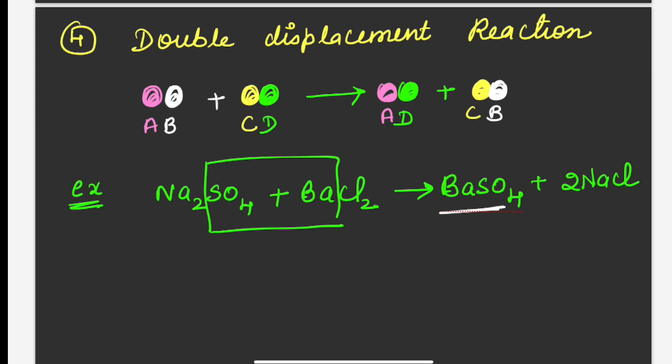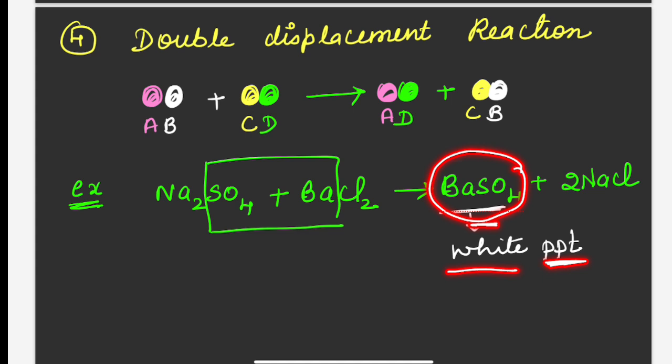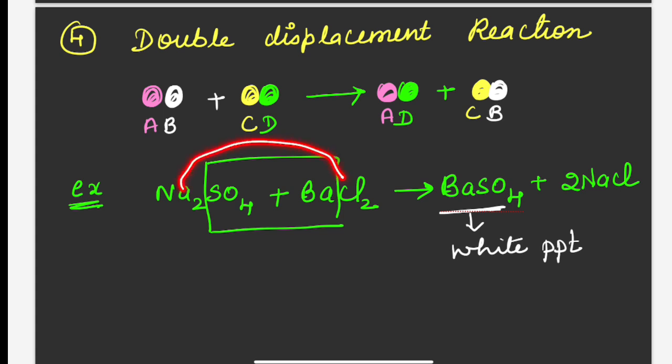And here barium sulfate is a white precipitate. What is the meaning of this white precipitate? The barium sulfate which is formed is a solid. It doesn't dissolve, so the solid which is formed we call a precipitate, and it is white in color. Therefore a white precipitate is formed during the reaction. So double displacement is taking place. This is the example for double displacement reaction.